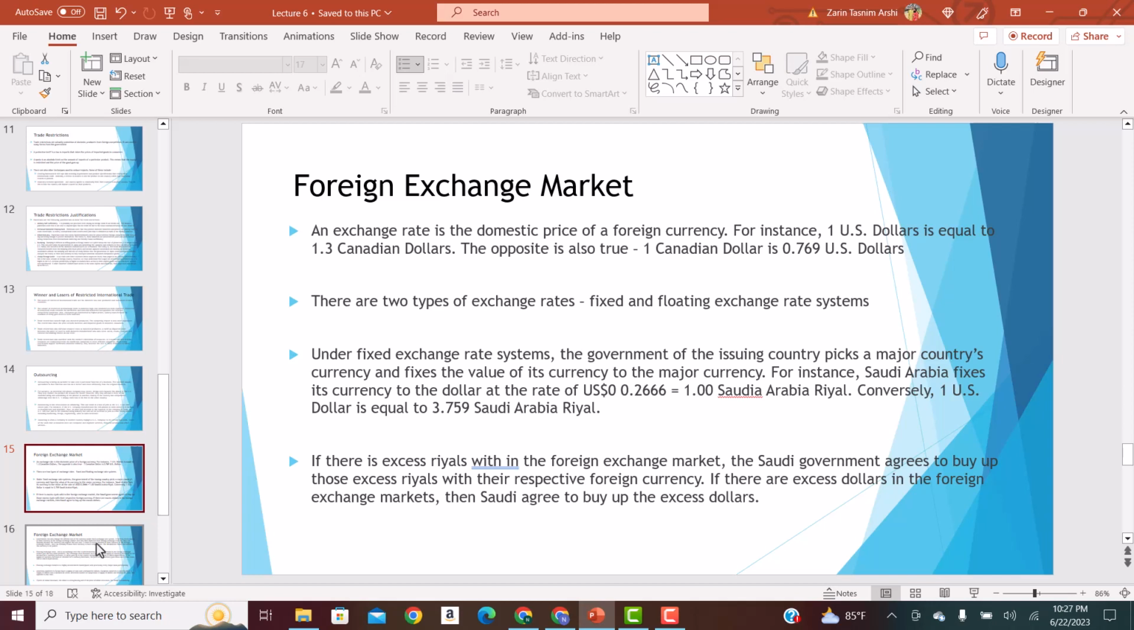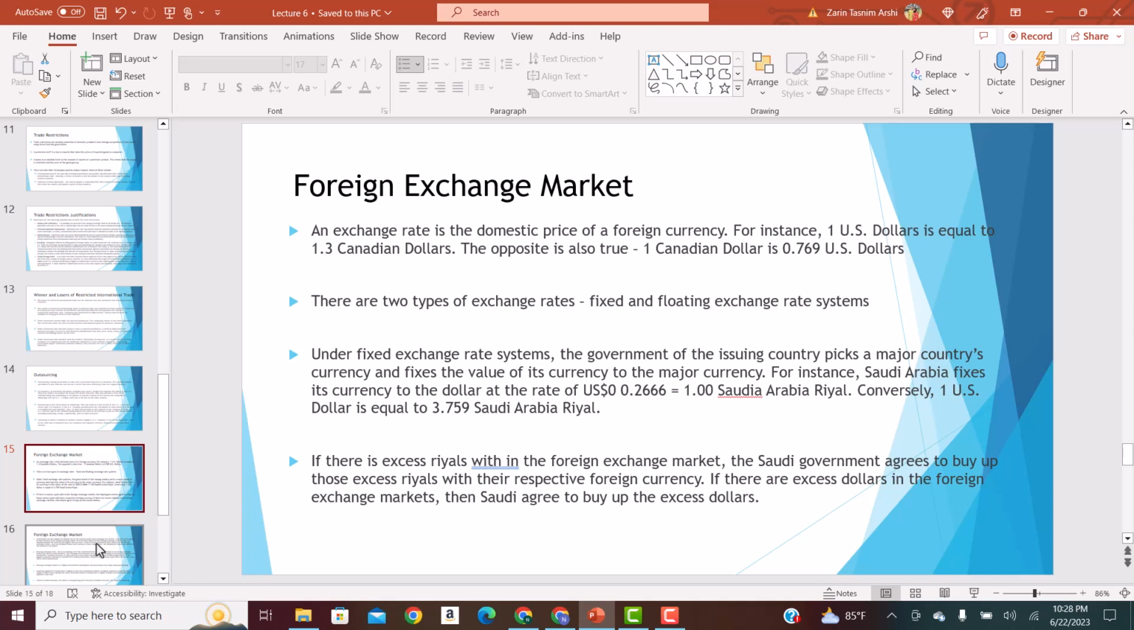The government of the country picks a major country's currency. Let's say Saudi Arabia has a fixed exchange rate system, and they select the US as a major country whose currency is very popular, and they fix the value of the Saudi riyal against the dollar. So when they do transactions between different countries, this rate will be fixed. It's not going to vary from day to day depending on demand and supply, but it's fixed by the government.